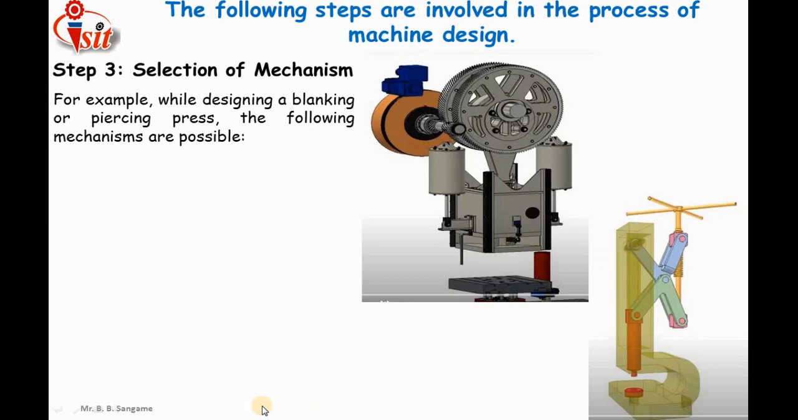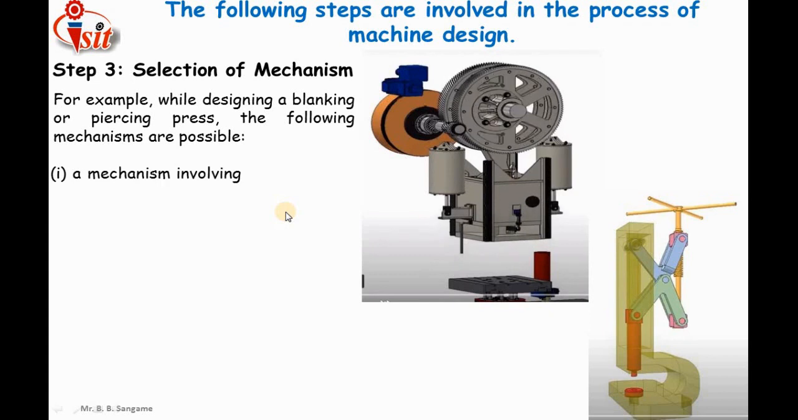So next, the third step is selection of mechanism. Once the design engineer converts the problem of the customer into a technical specification, the next thing, according to the type of machine, is that the design engineer has to finalize the type of mechanism that he is going to use in the machine. Here I have given one example: while designing a blanking or piercing press machine, the design engineer has to consider various mechanisms.